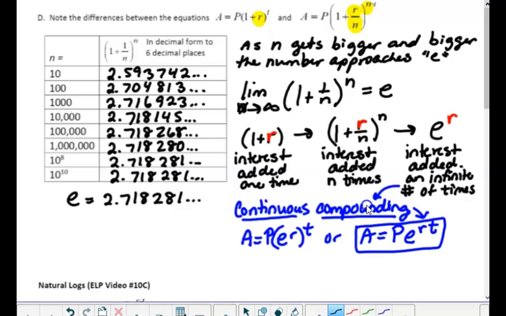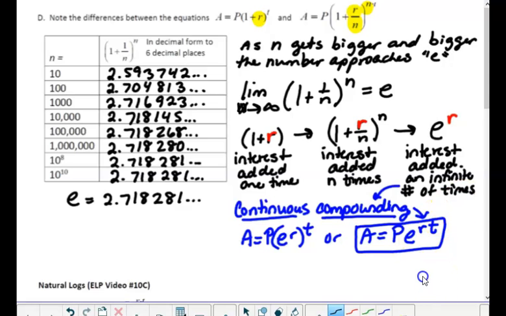And that leads us to the formula. Instead of P times 1 plus r to the t, or this other formula, we get P times e to the r to the t power, or Pe to the rt. So this is the equation we're going to be using to calculate interest.